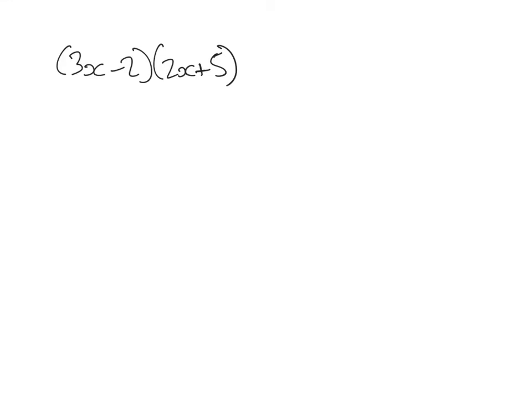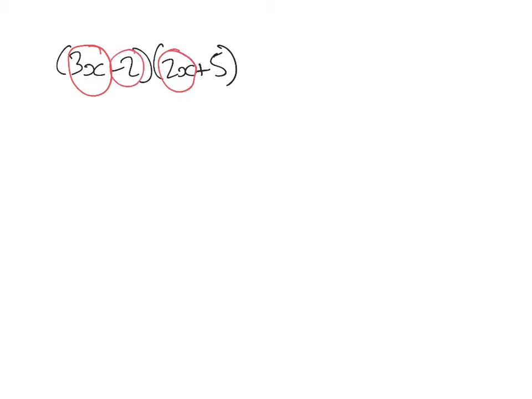So here we are with another double brackets, okay? And we're going to multiply these out the same way we did the previous ones. Now the difference between these and the ones we did in the last video is that the x terms here have bigger than one number in front of them, a coefficient. That's a coefficient of 3. This one has a coefficient of 2, okay?